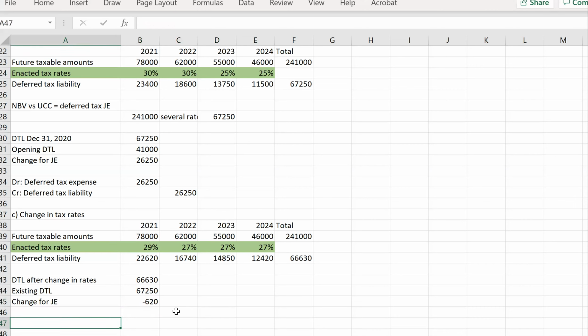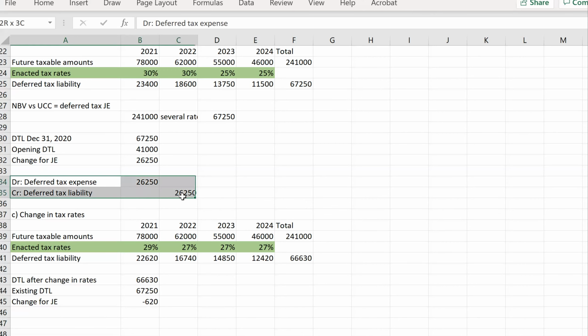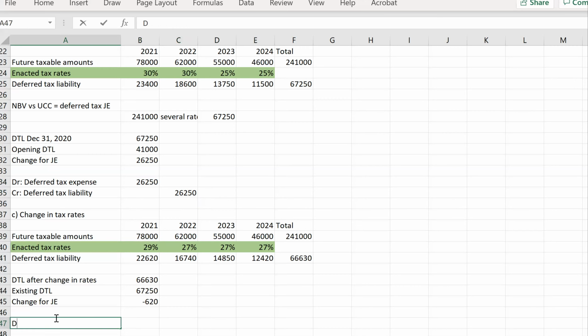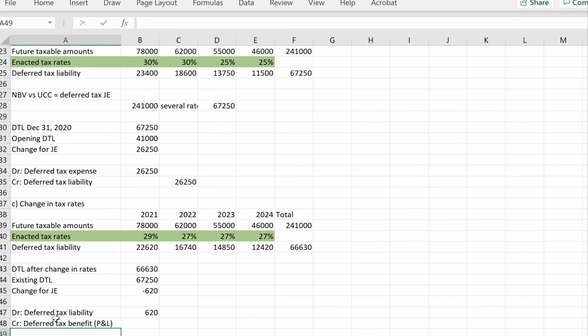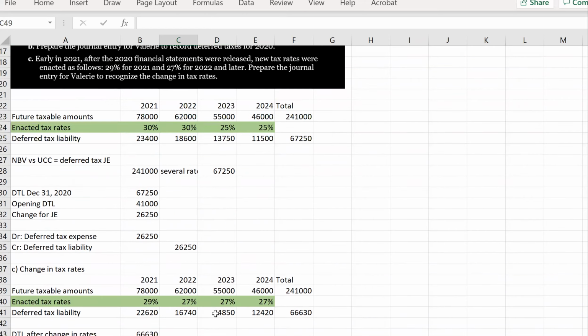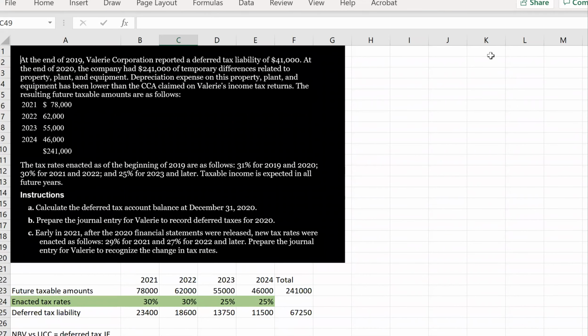So now we're decreasing the deferred tax liability. Remember when we increased it, we went debit deferred tax expense, credit deferred tax liability. Now we need to decrease the deferred tax liability. So debiting a liability decreases it, $620. And we're going to put this through our income statement as deferred tax benefit. Deferred tax benefit and deferred tax expense are interchangeable. They're two P&L accounts. So we're having a favorable impact on our income statement for that $620. And that takes us through the completion of this question.